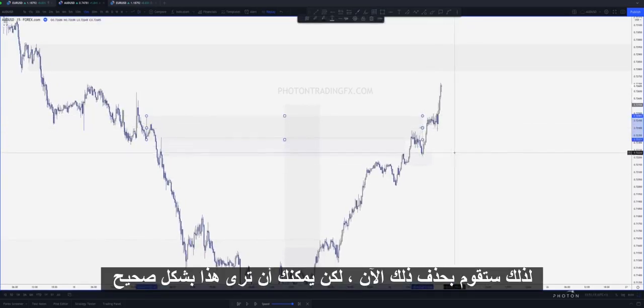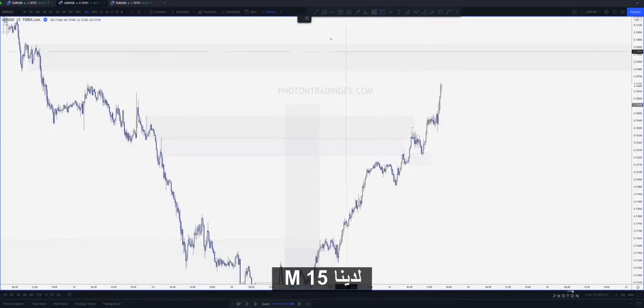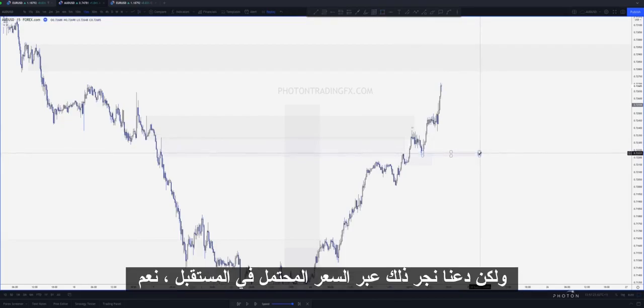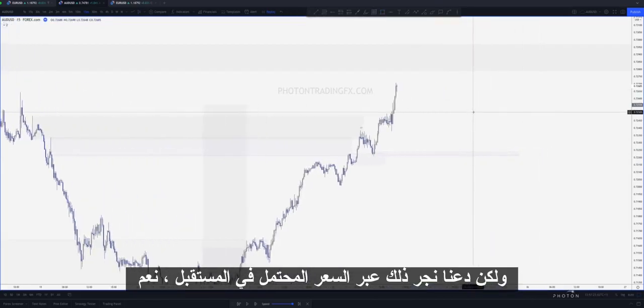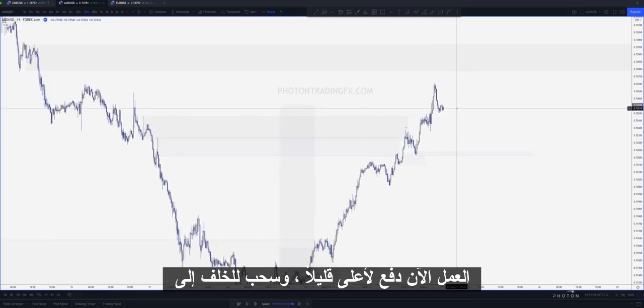But you can see, right, this essentially would be, if I move this across, we have M15 demand. That has now kind of been the origin of that move. Of course, you could take the whole range as well, but let's just drag that across potentially for future price action. Now pushing up a little bit higher, pulling back into demand.